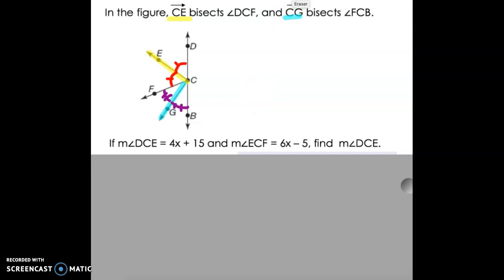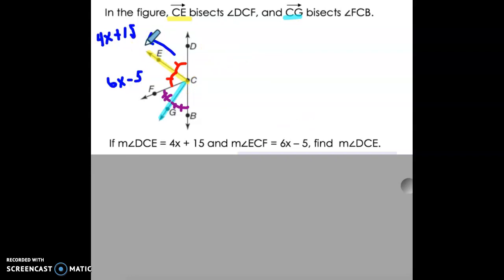Now, if the measure of angle DCE is 4x plus 15, let's mark that on our picture. Angle DCE right here, I'm going to put a little arrow and say, hey, we know that that angle is equal to 4x plus 15 degrees. And the problem also tells us that the measure of angle ECF is equal to 6x minus 5 degrees. So I'm going to mark that on my picture: 6x minus 5. Find the measure of angle DCE.